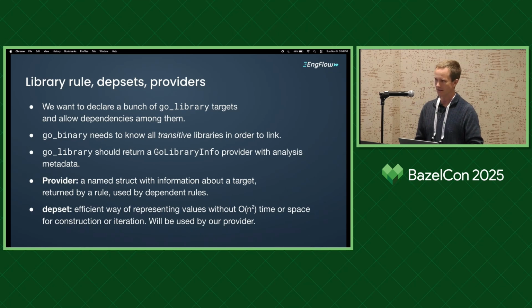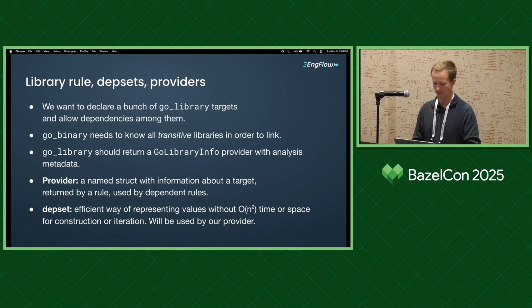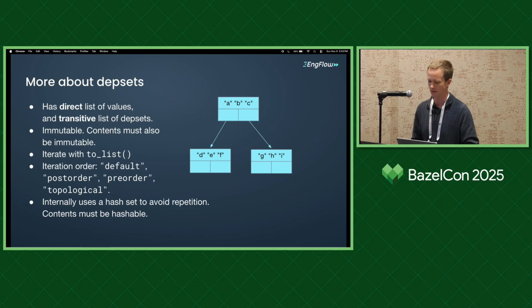So depset, still kind of the right tool for the job here. The purpose of depset, let's see, I'm going to skip past the exercise. I'm going to come back to it in a minute. But the depset is a tree of lists with some kind of implicit deduplication.